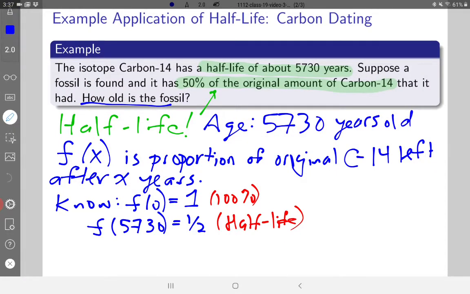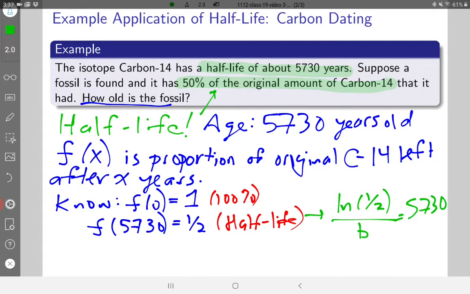Since we know the half-life, and I know that that's equal to the natural log of 1/2 over b, I can set that equal to 5,730, the given half-life. And let's then solve for b, and that will allow me to set up an exponential decay function with specific numbers that describes this scenario.